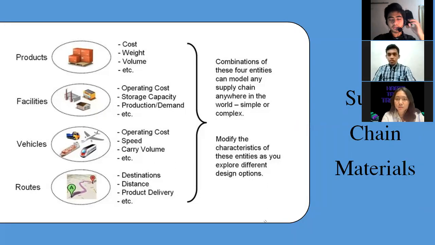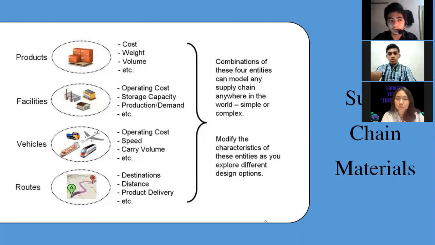Next, there are four main supply chain materials. Without these four materials, it is impossible for supply chains to be available. So the first one is product. There's a product that will be sent to the customer, and the cost, the weight, and the volume will be considered before it is sent to the customer.